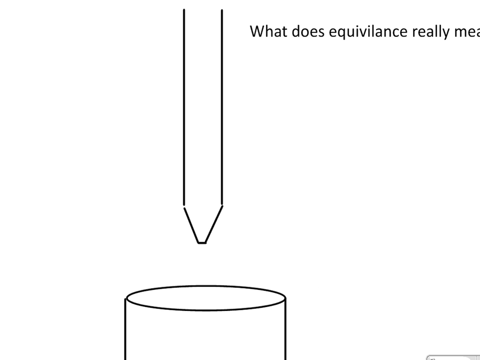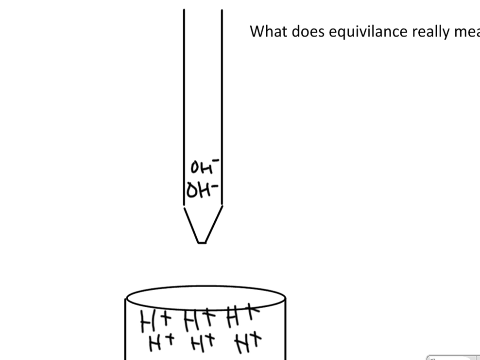Now, what does equivalence point really mean? Well, imagine I have an acid down here. I'm not sure how many H's are in there that are going to make up my concentration, but I just drew 6 H's. And then in my burette, I have a base, which is OH minus. And I know exactly what the concentration of my base is. How many OH minuses per milliliter? I can calculate it out.